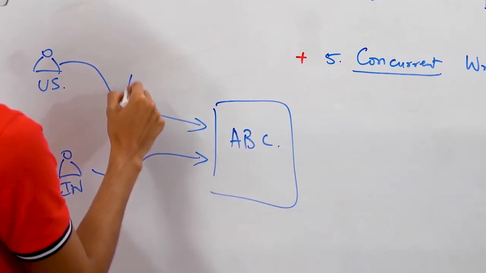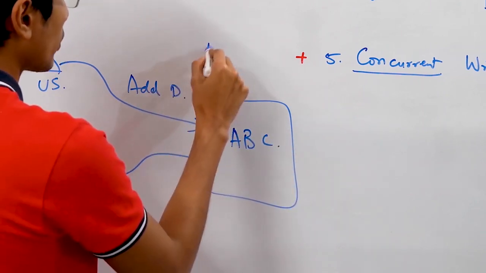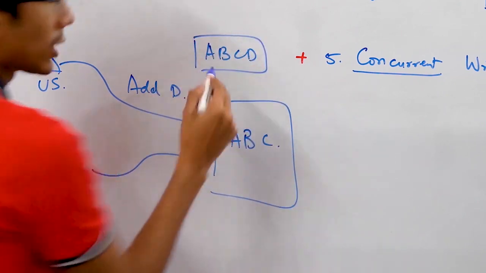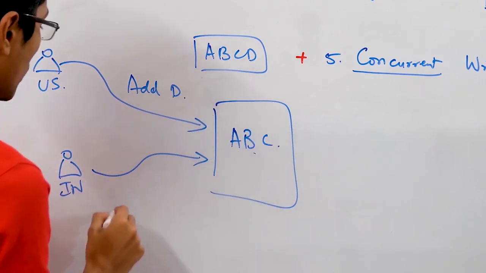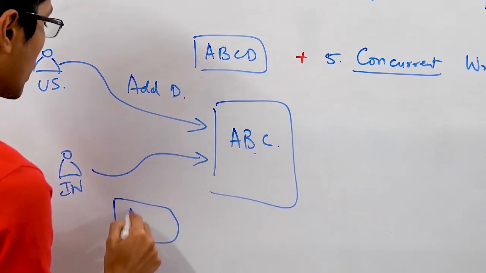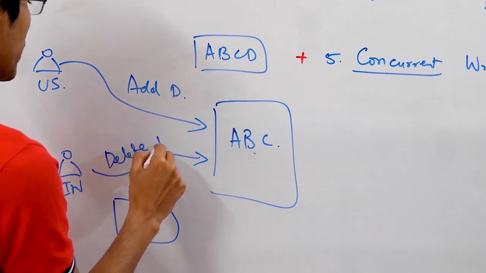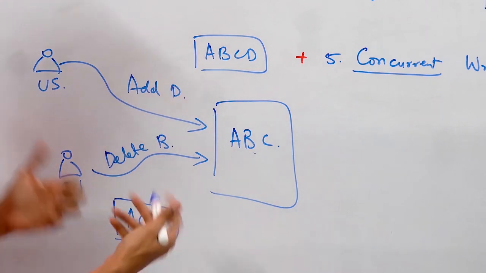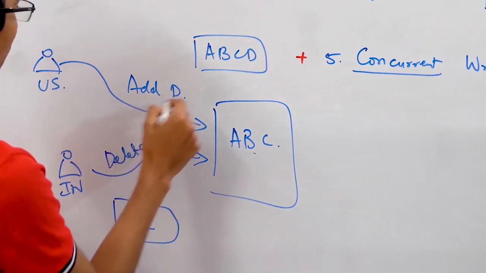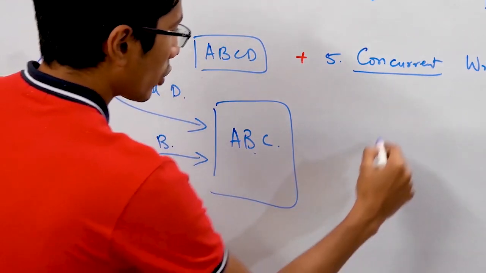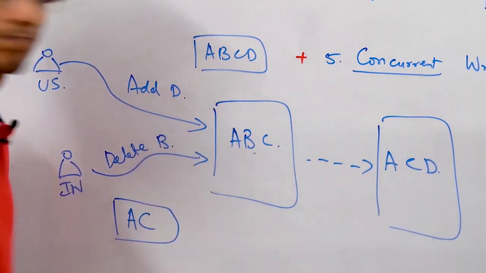So user A, let's say, says add D to the end of the document. So the version that they are looking for is A, B, C, D. This is their expectation. The Indian user locally makes a change where they delete B. So the version that they should be able to see is A, C. They are sending this command of delete B. So eventually what should happen to the document is that these two operations should be taken together, add D and delete B, and the resultant document should be A, C, D.